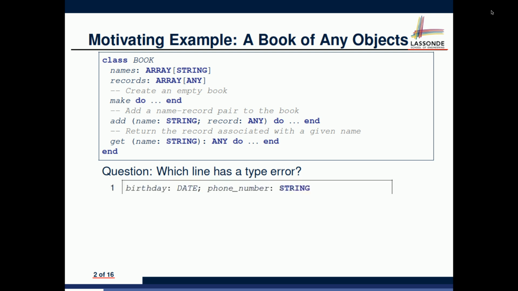Line number 1, can you see? Line number 1, okay. Should it compile? Let's say Date is a known class, just like a date, with a year, a month, and a day.